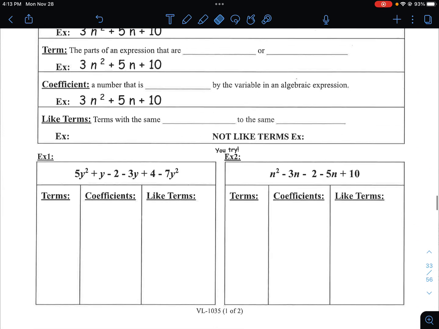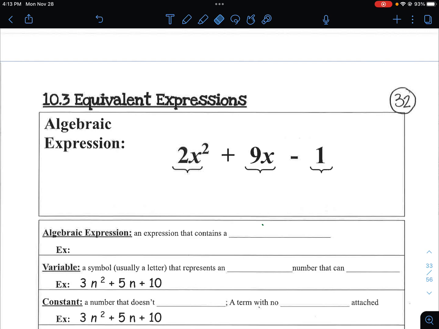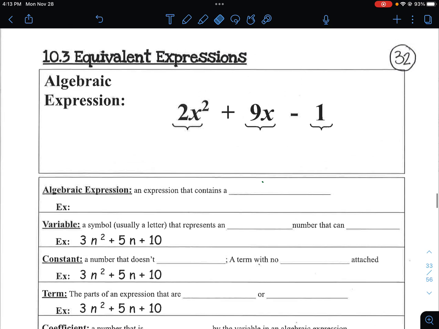In this video, we're going to be going over equivalent expressions or combining like terms, and this is VL-1035. So let's begin. So this is an example of an algebraic expression, 2x squared plus 9x minus 1. Now, this is a term. 2x squared is a term, and 9x is also a term, and 1, or negative 1, is also a term.